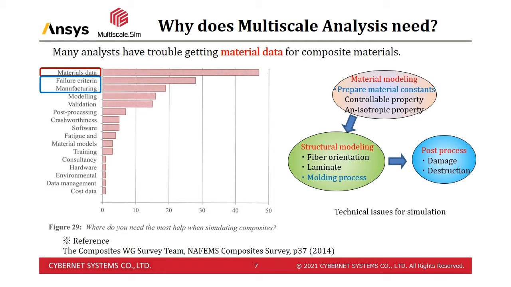Structural modeling means that the definition of fiber orientation is tough work for us. Sometimes we have to carry out analysis of molding processes because fiber orientation depends on it. The final one is the failure judgment. We cannot judge failure by only von Mises equivalent stress due to anisotropy. In other words, the success of composite analysis is determined by how efficiently the properties are prepared.